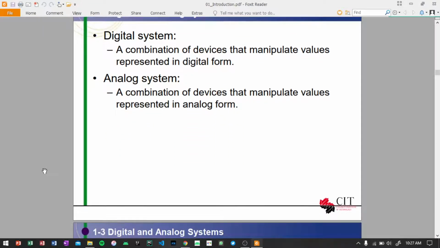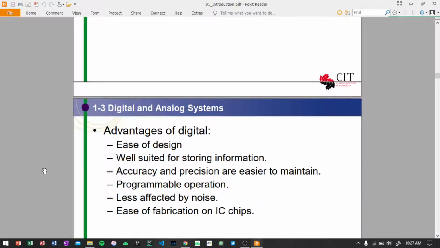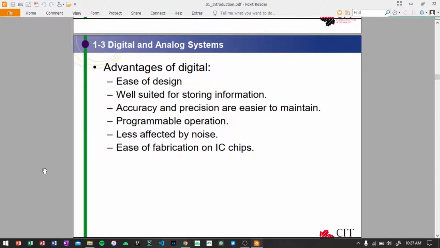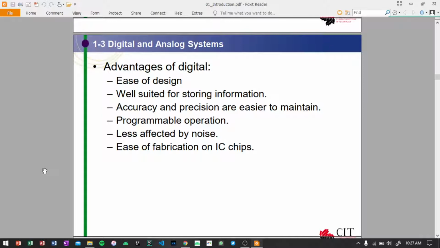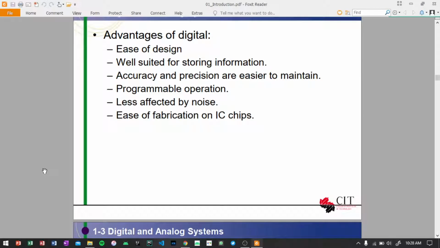We have the analog system, a combination of devices that manipulate values represented in an analog form. We have the advantages of digital. It is easy to design, well suited for storing information, and accuracy and precision are easy to maintain. We have programmable operation, of course, less affected by noise, and ease of fabrication of IC chips.